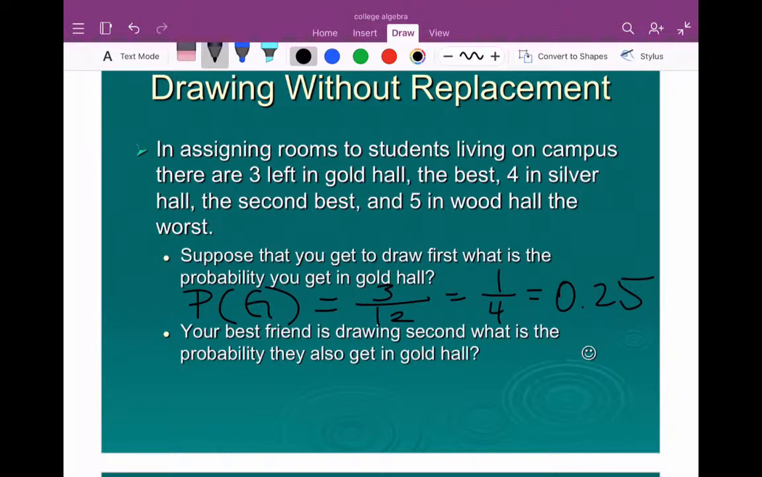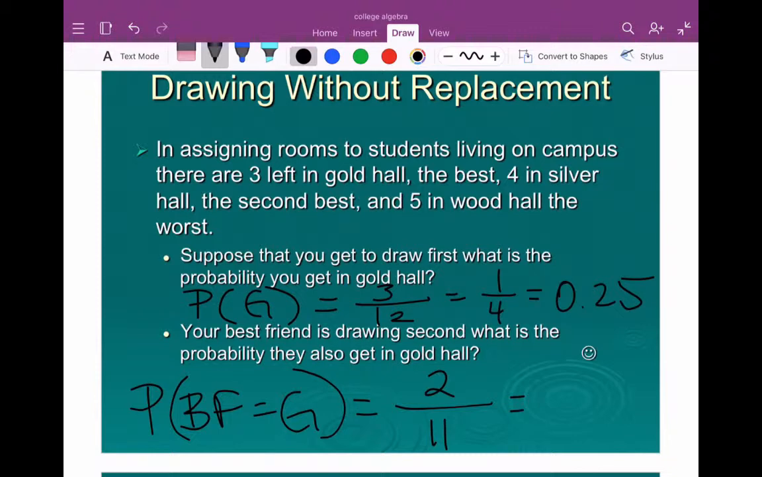Now, you also know that your best friend is drawing second. So what is the probability that they also end up in Gold Hall? Well, we know that you have already been in Gold Hall, so that removes one of the options. So the probability that your best friend is in gold is now the total. There's no longer 12 rooms available. There's only 11 rooms because you have now taken up one of those rooms. You've also taken up one of the gold rooms, so there's actually only 2 rooms left in Gold Hall, which would give your friend an 18.2% chance of getting in Gold Hall.